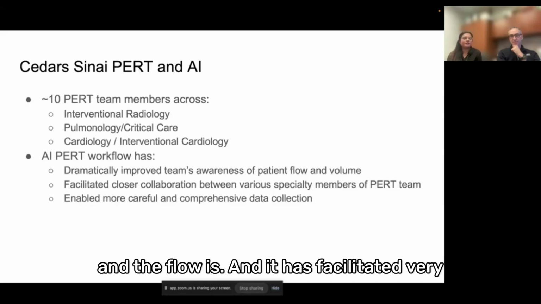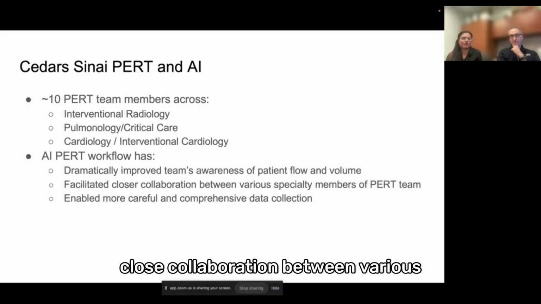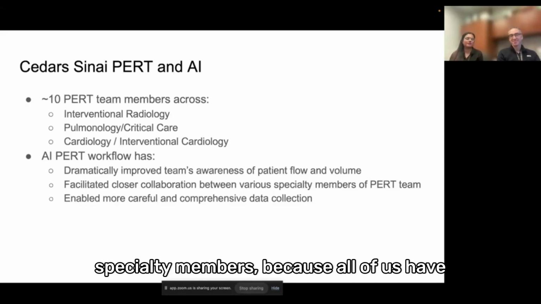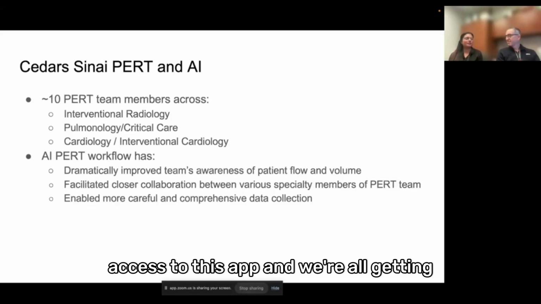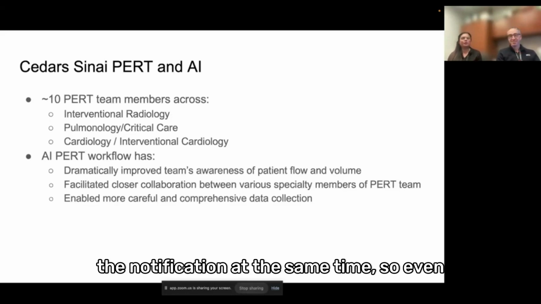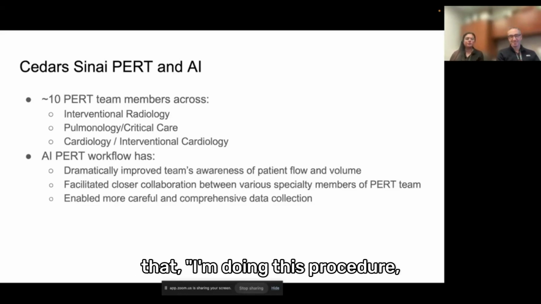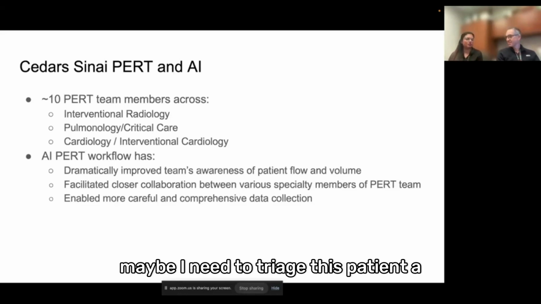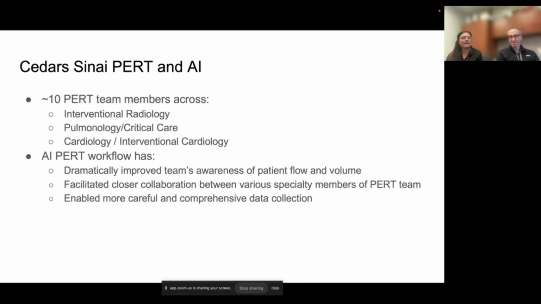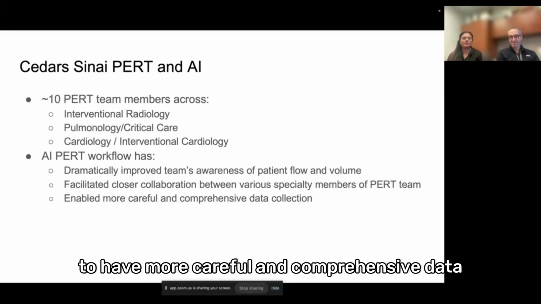And it has facilitated very close collaboration between various specialty members because all of us have access to this app and we're all getting the notification at the same time. So even before I call Jonathan for a case, he's already aware of the case and he knows that I'm doing this procedure, maybe I need to triage this patient a little bit earlier. And it has definitely enabled us to have more careful and comprehensive data collection.